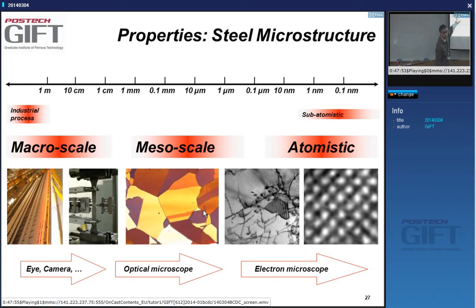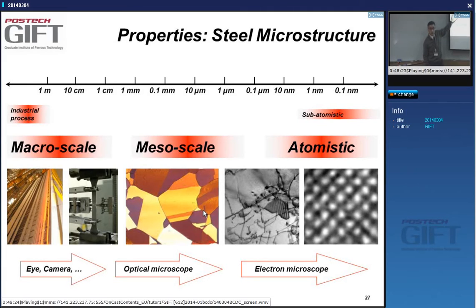Mesoscale, it's what you need an optical microscope for, yes? If you want to go down to atomic scale, you will need an electron microscope, a high-resolution machine, yes? And all these things are important, yeah? For instance, it may be that you observe a crack in your material, yes? Visually, the material has a crack, yes?